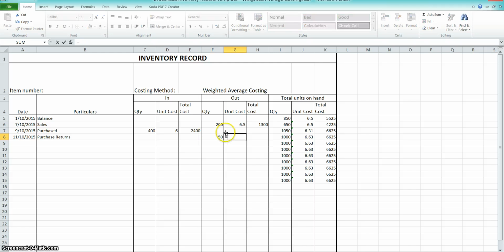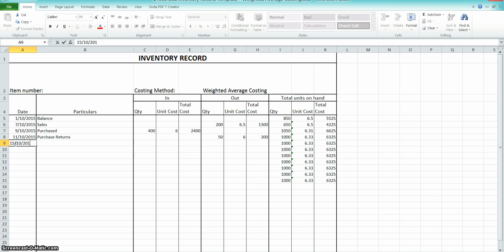Our unit cost is whatever we paid for it originally. So you can equal that E7. And then total cost, again, is our calculation. So again, you can see that our unit cost and our total cost have updated. So we've returned them, so our total cost has decreased. Makes sense? It does.